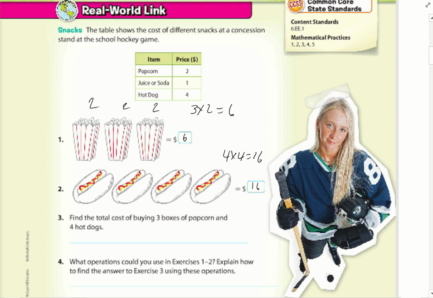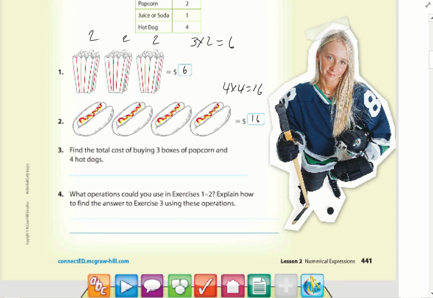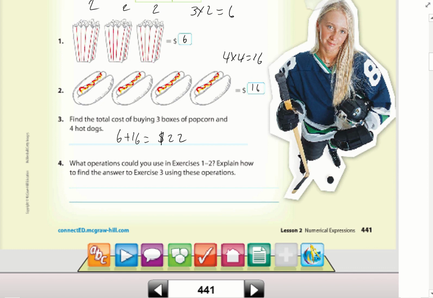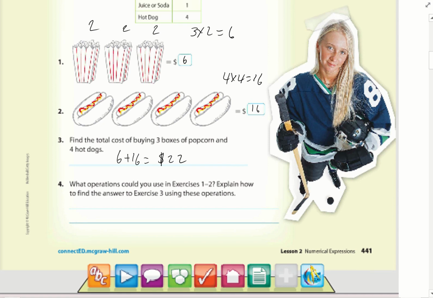Find the total cost of buying 3 boxes of popcorn and 4 hot dogs. That's going to be 6 plus 16 equals $22. What operations could you use in exercise 1 and 2? Explain how to find the answer in exercise 3 using these operations. So what we could have done is 2 times 3 plus 4 times 4.